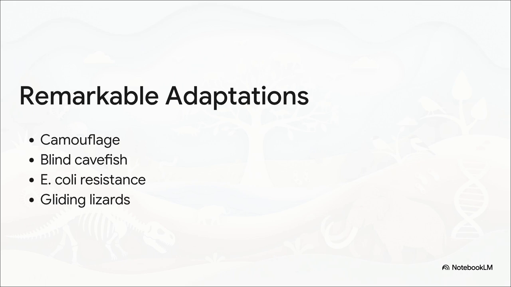Or consider the Mexican blind cavefish. Over generations, it completely lost its eyes. Why? Well, because building and maintaining a highly complex eye in total pitch-black darkness is a massive waste of metabolic energy. We also see lightning-fast microscopic adaptations, like E. coli bacteria rapidly evolving to resist our strongest antibiotics.